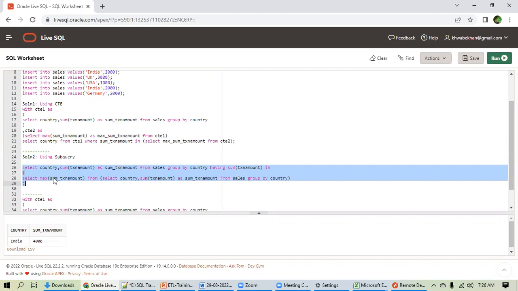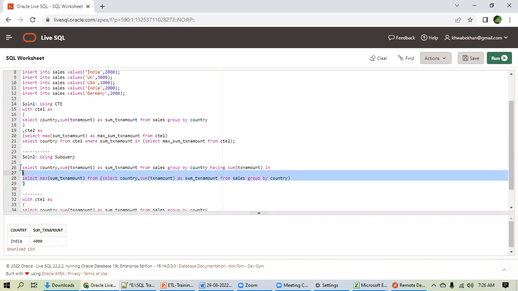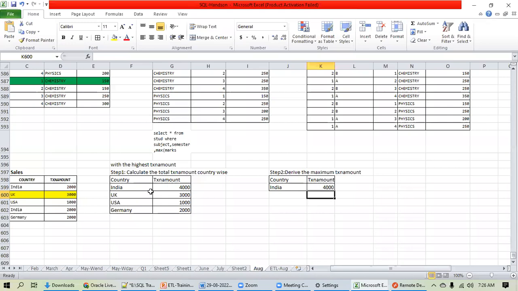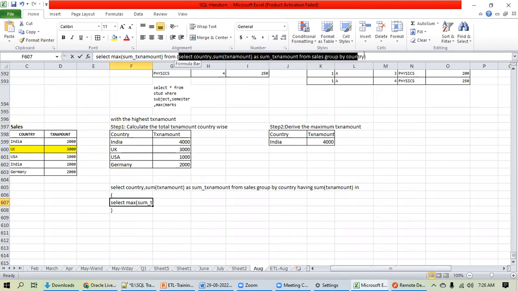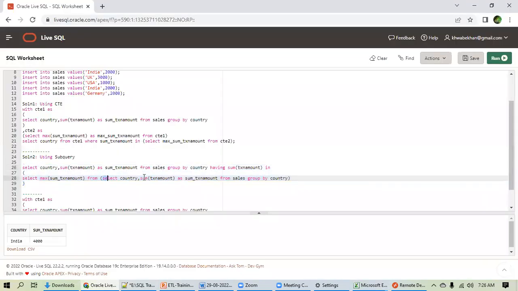So let's try to understand what is happening in this query, and with a subquery, always try to analyze from the inner query. Start analyzing from the inner query. Okay. So this is your subquery. Let's try to analyze this. First of all, we will execute the innermost query. This is the innermost query. Let me run this innermost query.